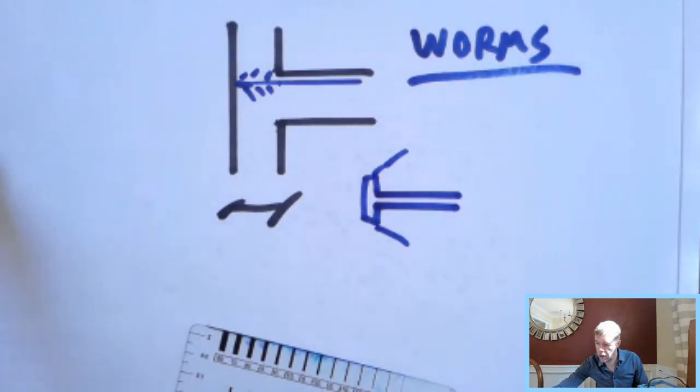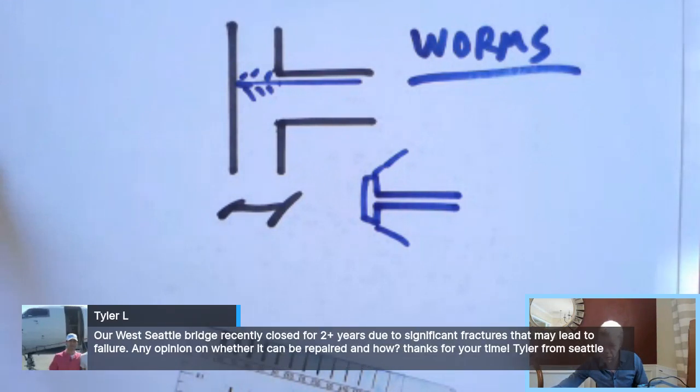Oh man. Oh, Tyler wants to know about this bridge. I actually know about that quite a bit. Our West Seattle bridge. Douglas has been sending me emails. Douglas, I don't know if you're on the thing or not, but thanks a bunch for those emails about this. There's this West Seattle bridge recently closed for 2+ years due to significant fractures that may lead to failure. Any opinion whether it can be repaired and how? Thanks for your time. Oh my gosh, Tyler, you're asking a loaded, scary question.